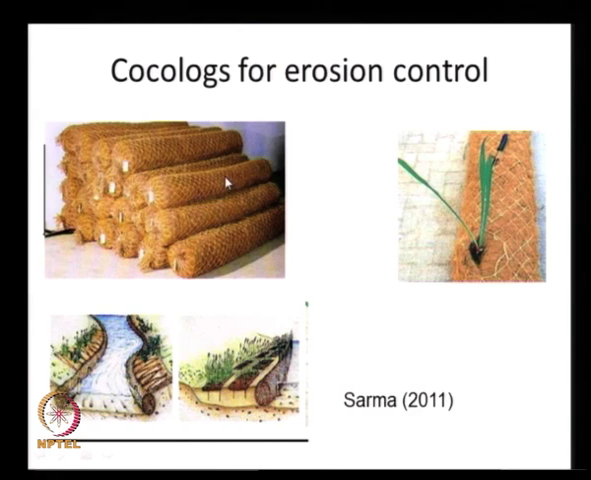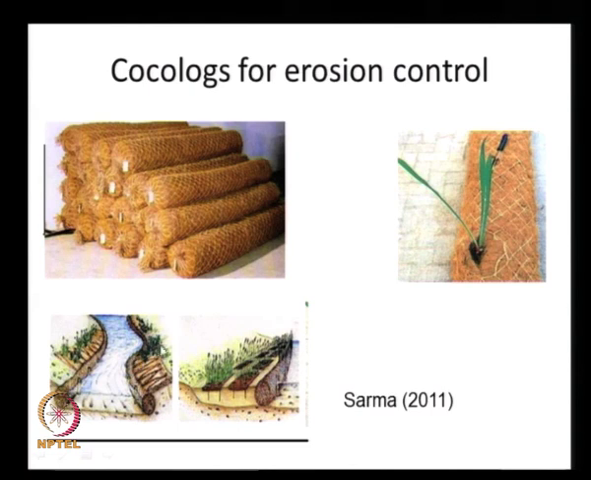Coca log is one of the more recent products. It's made in the form of a log. This entire log is made of coconut fiber and non-woven or woven geotextile, and it floats in water, and it can be employed in this schematic manner for river bank protection.